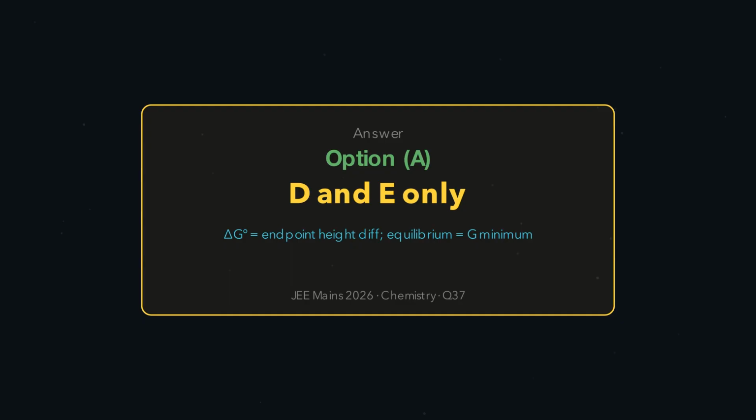Statement E is also correct. So the correct statements are D and E, option 1. The key lesson: equilibrium is where G is minimum, not where delta G standard is 0.